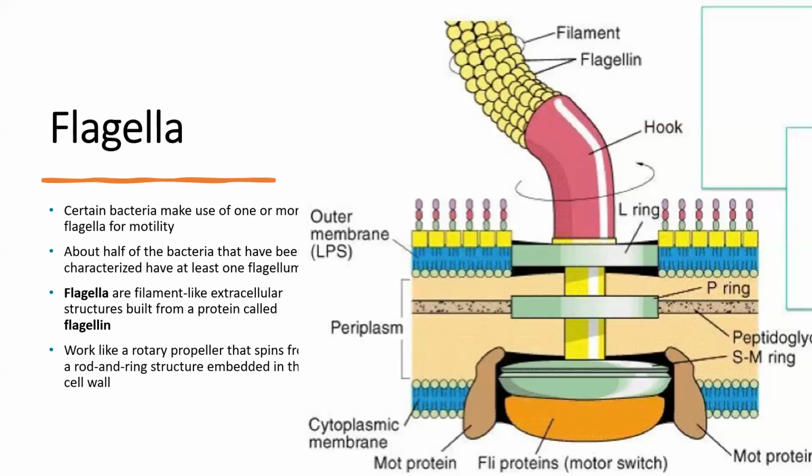They've got this rod and ring structure embedded here. Think about how a motor spins. This is what these do. As the motor on the inside spins, the filament just rotates around in a circle, as demonstrated by the arrow there.